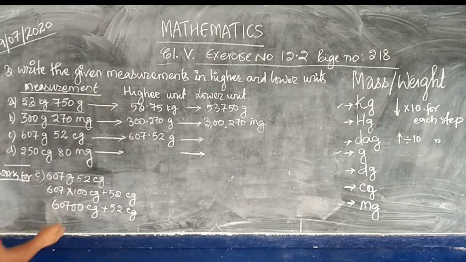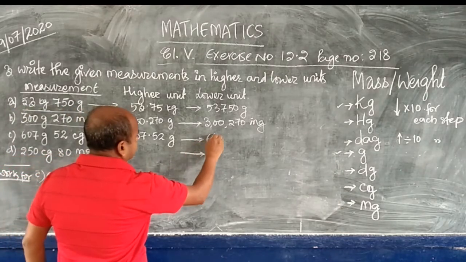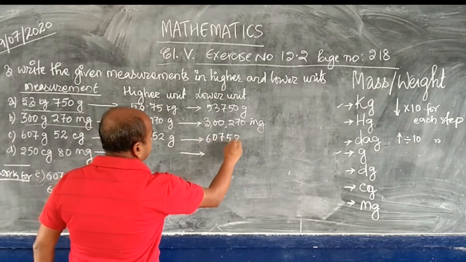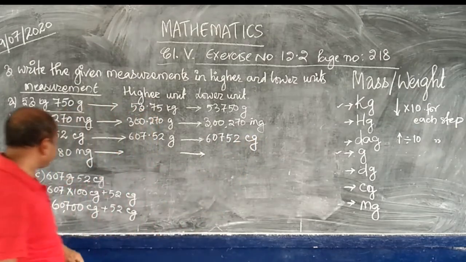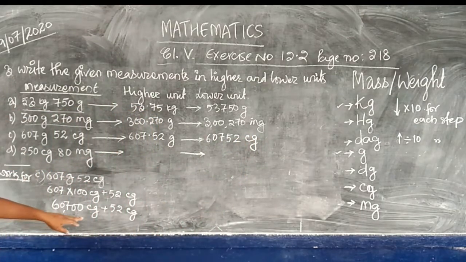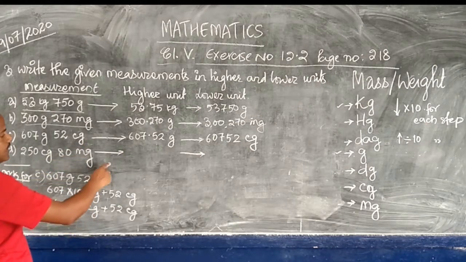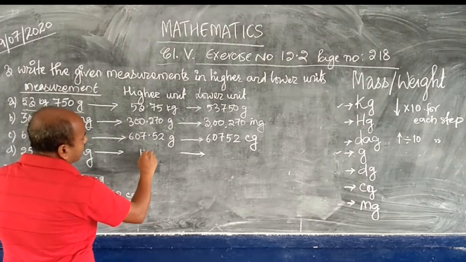So 60,700 centigram plus 52 centigram, you can add it. It will become 60,752 centigram. So this is how you need to do this. One is left, this one is your homework.